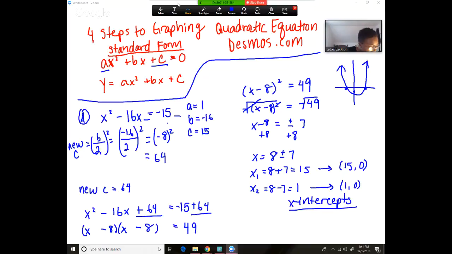Now I'm going to go on to the next step. Now we need to find the y-intercepts. So basically, the y-intercept is where the line crosses the y-axis.